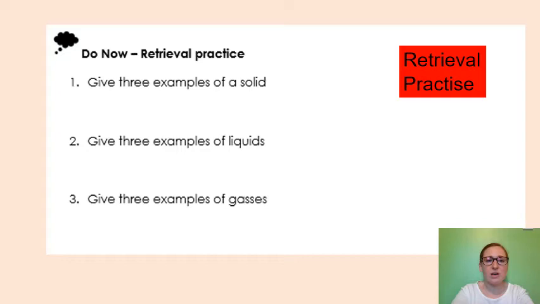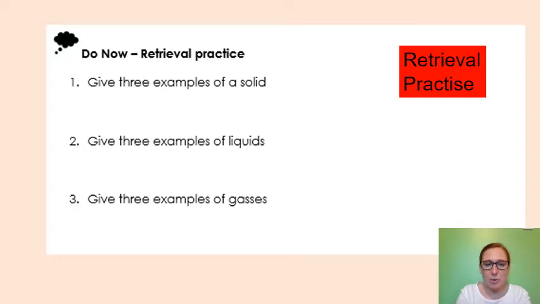Good job. So 3 solids could be anything that you can't pour, that doesn't take the shape of the bottom of a container, and that keeps its own shape. So it could be wood, tree, table, a cup, a lamp, anything that's around you that has its own shape and holds that shape. Then give 3 examples of liquids.